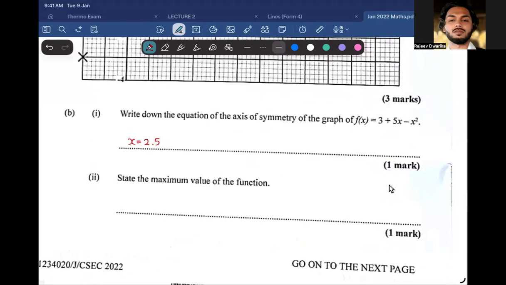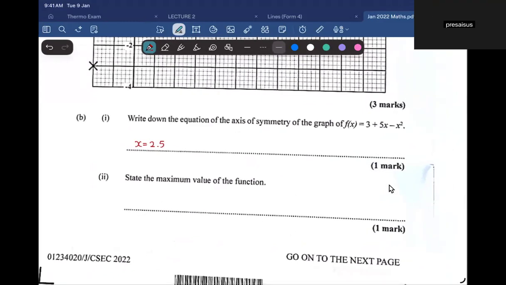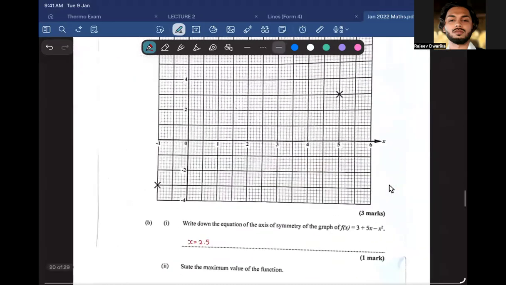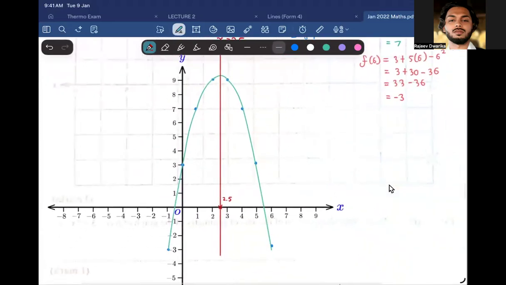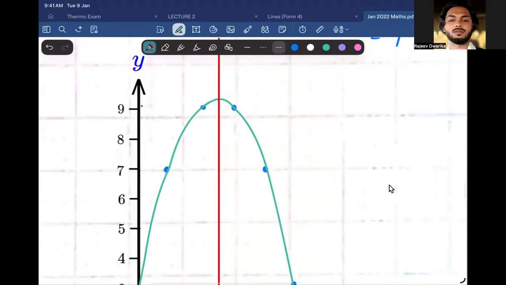Now you see, it's not that bad. Right? Then part two, state the maximum value of the function. So they want to know how high the function is going up to. Like if I look at this graph, what's the biggest value it goes up to? 9? Yeah, 9. That's the answer.